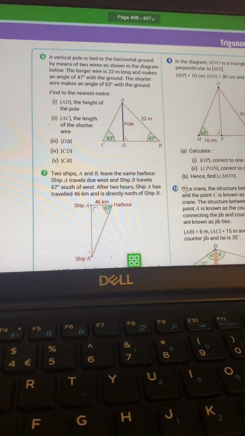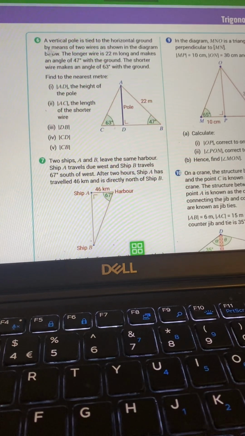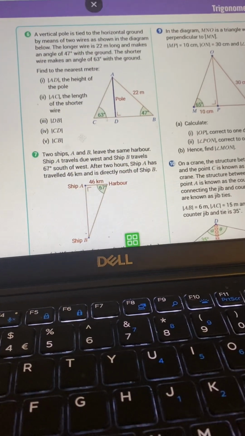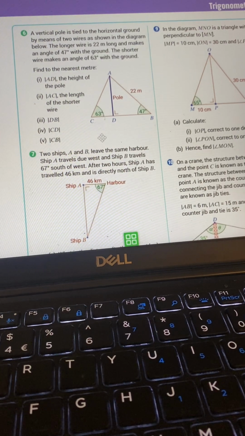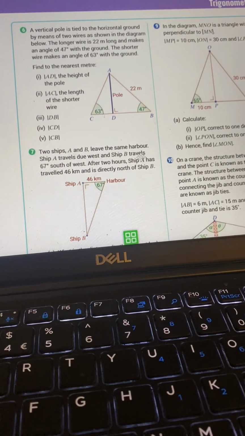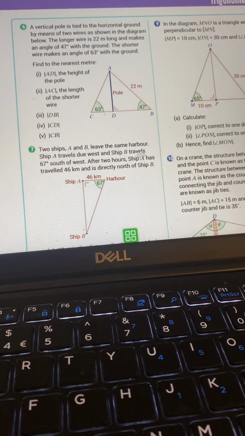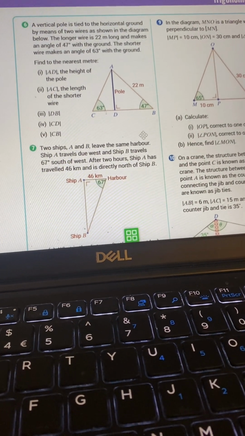So the next thing that we are going to look at is just a few worded problems using the same concepts. So again, we're still going to be using sine, cos, and tan. We're just using questions that, instead of just giving you angles and sides, give you a small bit of information that you actually have to read through and interpret as well.